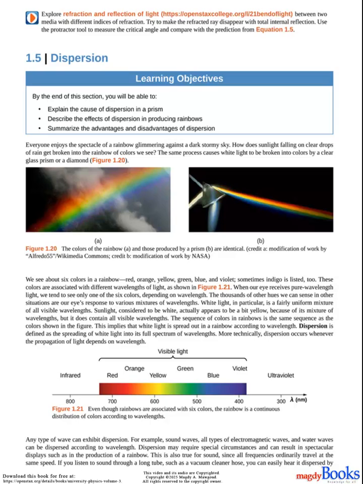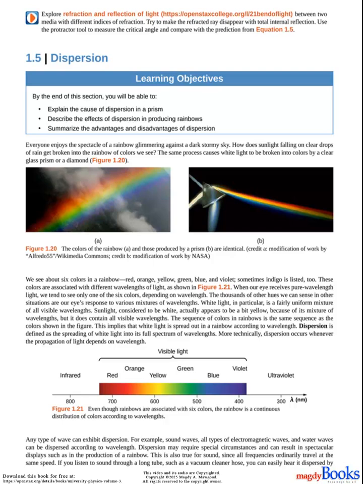Figure 1.20. The colors of the rainbow (A) and those produced by a prism (B) are identical. Credit A: Modification of work by Alfredo55, Wikimedia Commons. Credit B: Modification of work by NASA.